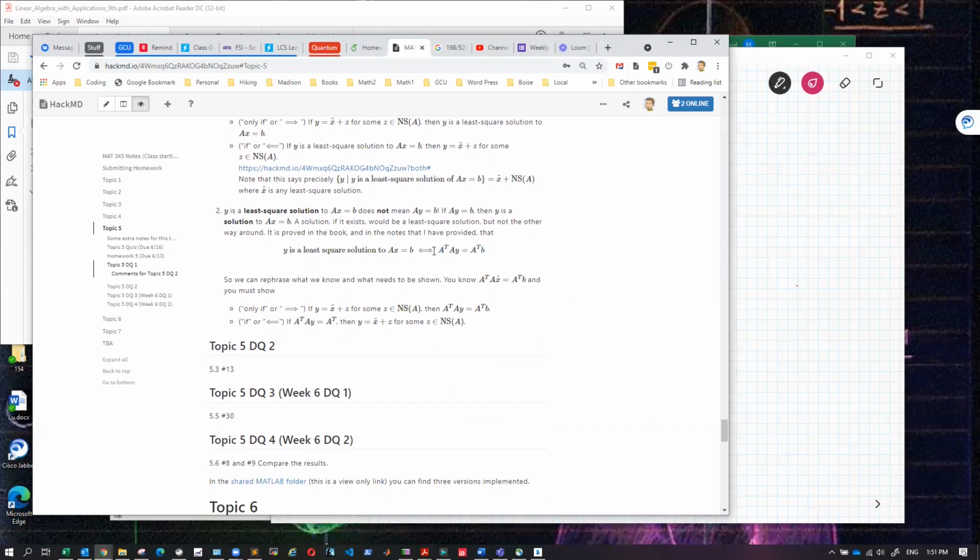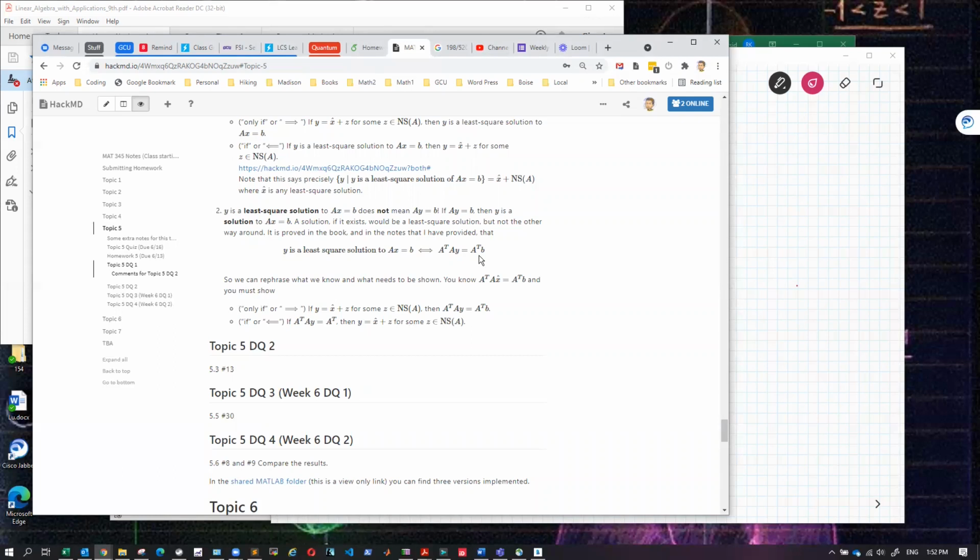So the definition, let's say, according to the book or whatever, is this: y is a least squares solution to Ax equals b. What does that mean? It means this thing over here: A transpose A y equals A transpose b. That's what it means. It does not mean Ay equals b. This is called the normal equation for least squares.